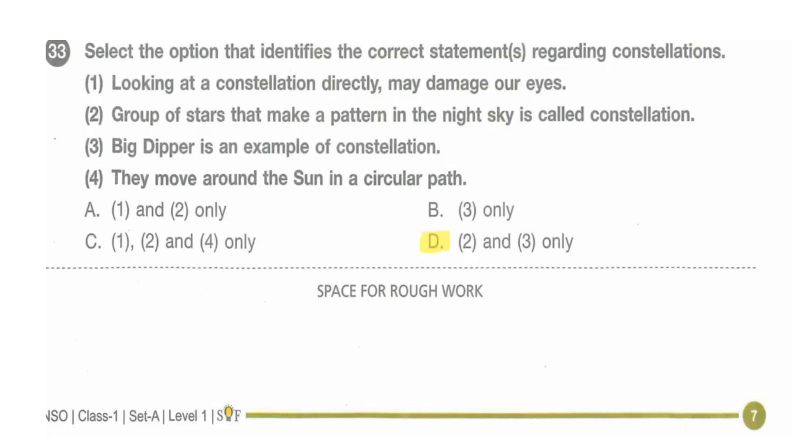Looking at a constellation directly may damage our eyes. It's an incorrect statement. Group of stars that make a pattern in the night sky is called constellation is a correct statement. Big Dipper is an example of constellation is also a correct statement. They move around the sun in a circular path is a wrong statement. Hence, the answer is option D, which says 2 and 3 only are the correct statements.